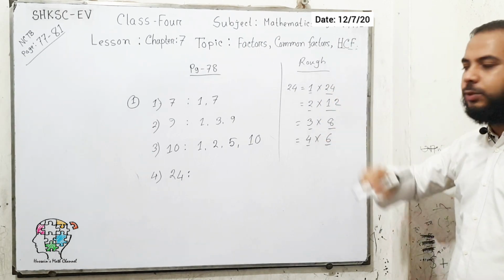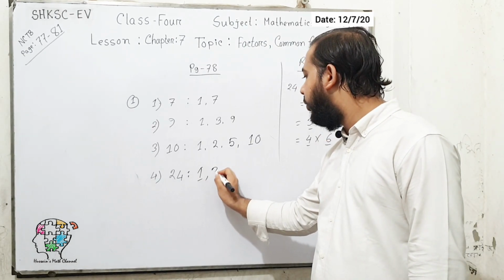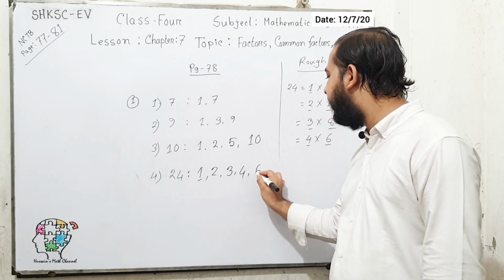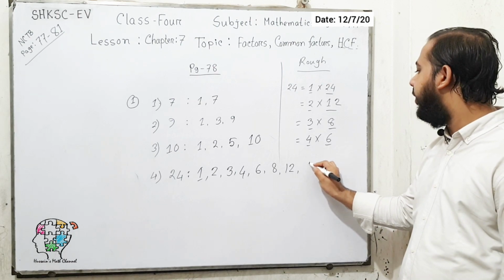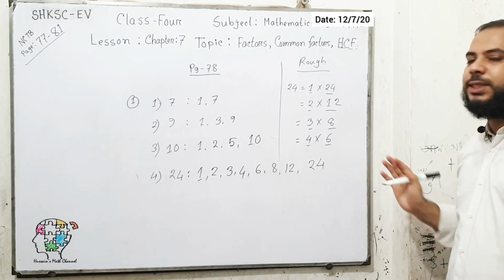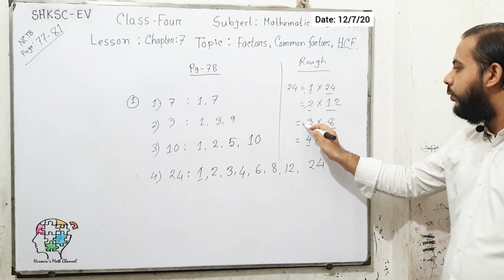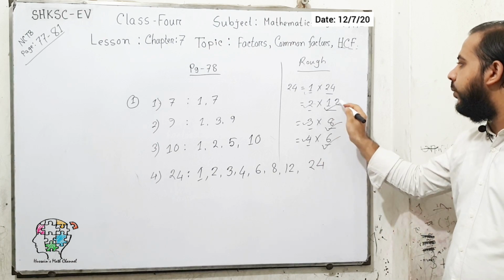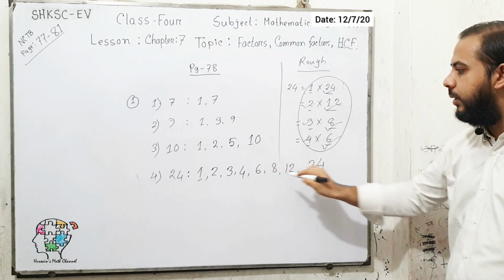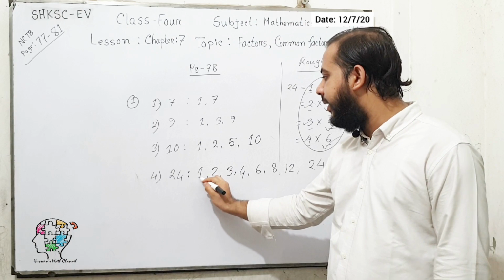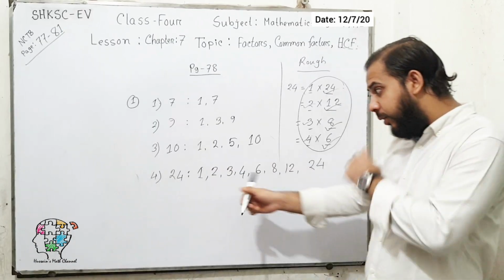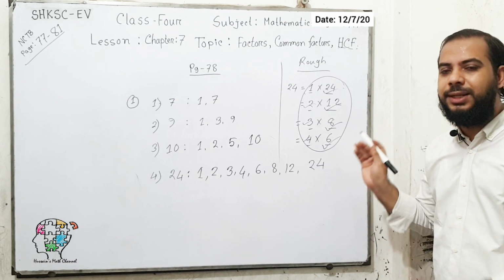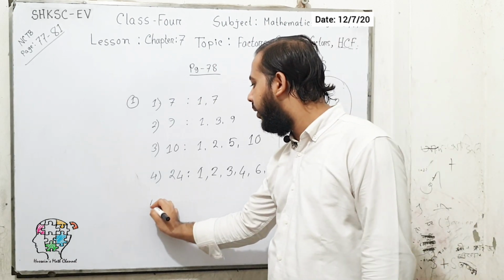So there are 8 numbers in total. 1, 2, 3, 4, 6, 8, 12 and 24. All these numbers are the factors. There are 8 numbers. So how many factors of 24 are there? There are total 8 factors for 24.